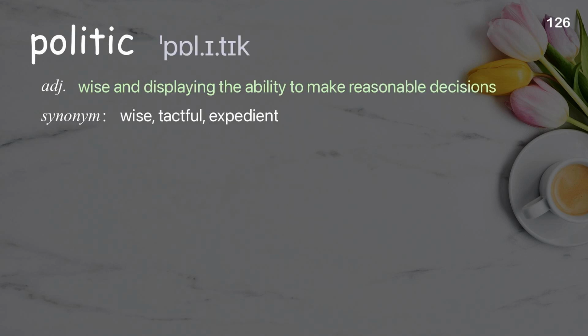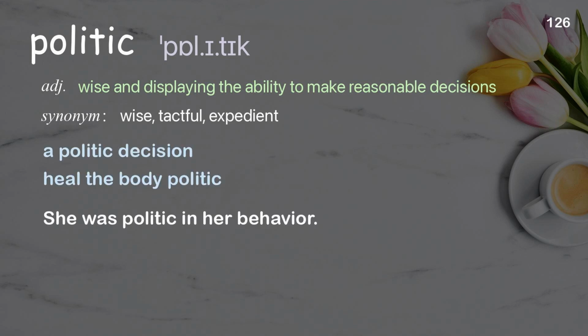Politic: wise in displaying the ability to make reasonable decisions. Examples: a politic decision, heal the body, politic. She was politic in her behavior.